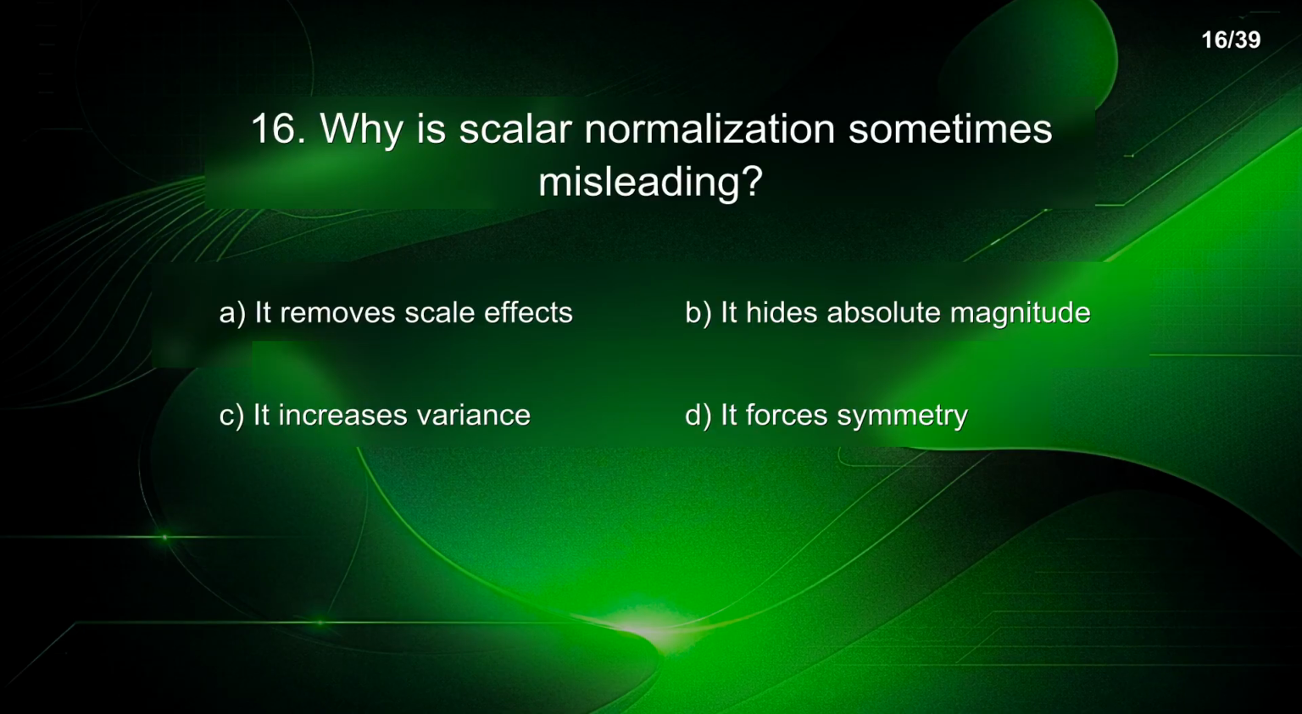16th question. Why is scalar normalization sometimes misleading? A. It removes scale effects. B. It hides absolute magnitude. C. It increases variance. D. It forces symmetry. Correct answer is B. It hides absolute magnitude.